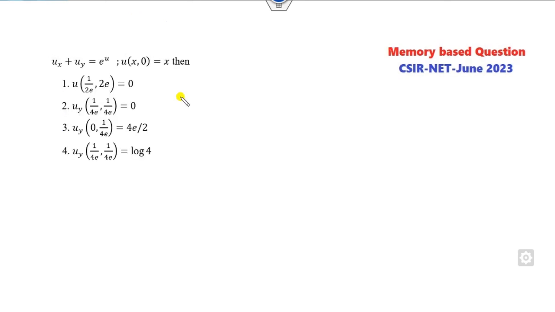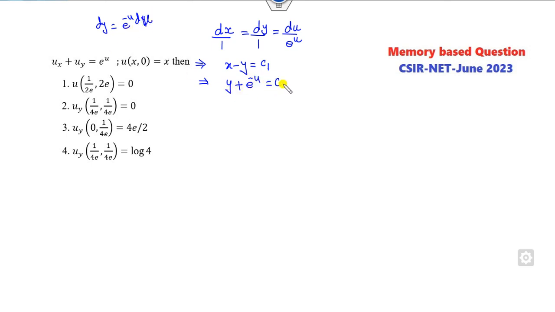Okay, look at this partial differential equation. That's again very simple. We can start from here: dy over 1, du over e raised to power u. From the first two equations, I can write this equation, and from the fourth and this equation I can write this one. You can integrate them and write it in this form. Therefore I can write this as phi of x minus y.